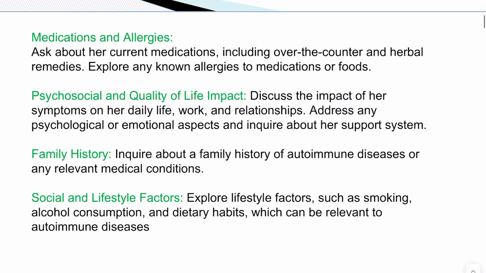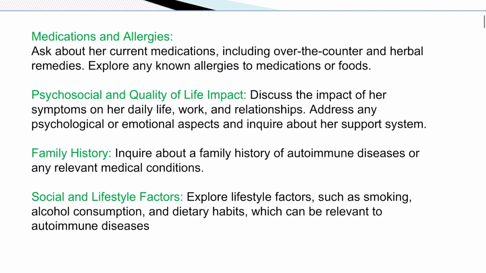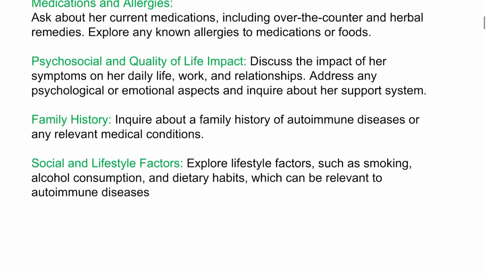We're going to explore a bit more, and we'll ask about the medication and allergies. So ask about her current medications, including over-the-counter and herbal remedies, and explore any known allergies to medications or foods. Psychological impact and quality of life: discuss the impact of her symptoms on daily life, work, and relationships, and address any psychological or emotional aspects. Inquire about the support system. And inquire about a family history of autoimmune disease or any relevant medical condition.